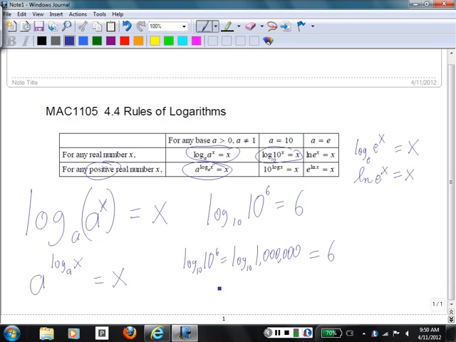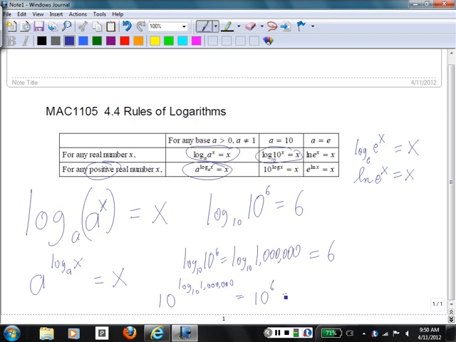Suppose we start out with 1,000,000. 1, 0, 0, 0, 0, 0, 0. And we evaluate the base 10 log of that. And then we take 10 and raise it to that power. So what power can 10 be raised to get 1,000,000 as the answer? 6. So this is really 10 to the 6th power.